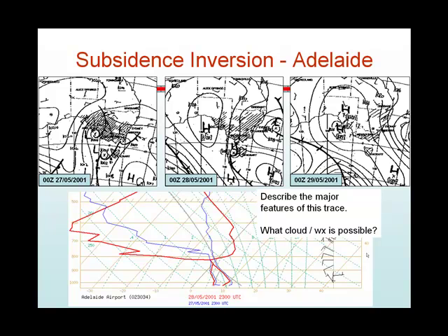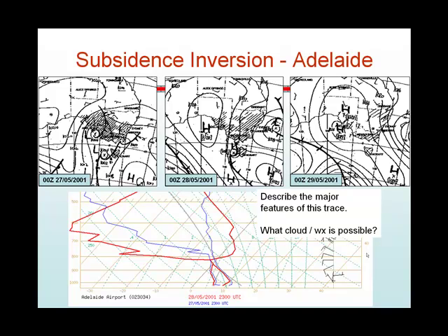Here's a sequence of events showing an inversion forming in Adelaide. So on 00 UTC on the 27th, there's a low pressure system just to the south of Adelaide, and there's a strong south to southwesterly flow. On 00 UTC on the 28th, Adelaide's under the influence of a high and continuing into the 29th.